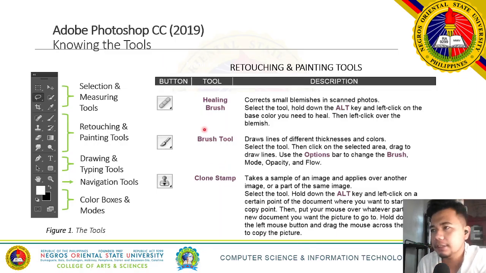And then we have brush tool. Draws line of different thickness and colors. Select the tool, then click on the selected area, drag to draw lines. Use the options bar to change the brush mode, opacity, and flow.